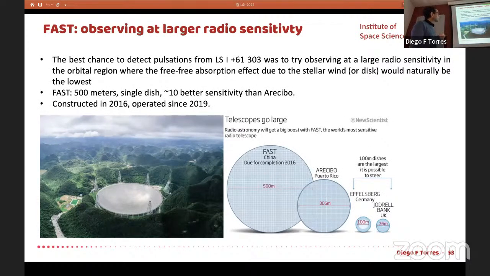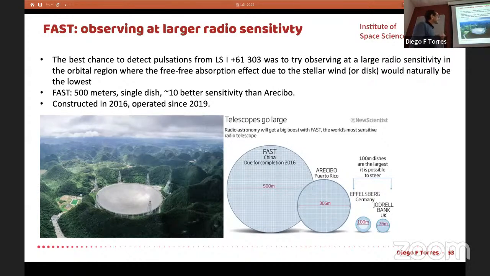At the end, the best chance to detect pulsations from this system was to observe at the largest possible radio sensitivity for the minimum amount of time, in order to avoid the orbital uncertainty, in a region of the orbit where, reasonably, you would expect that the free-free absorption is less, let's say near apastron. So we went with FAST.